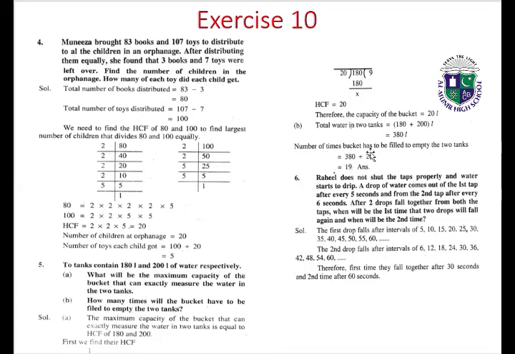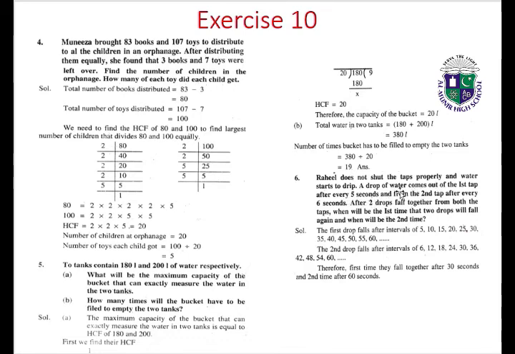Number of times the bucket has to be filled to empty the two tanks: 380 divided by 20. 0 0 cancel, 2 19s are 2 1s are 2, 1 carry, 2 9s are 18, 2 19s are 38.